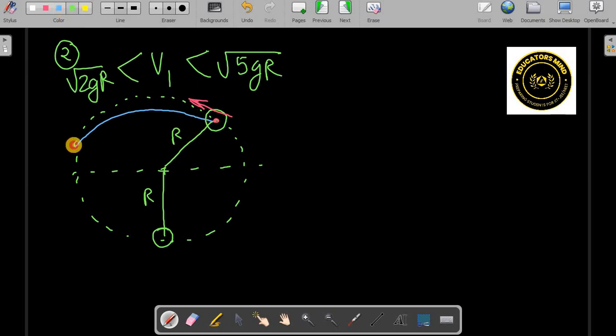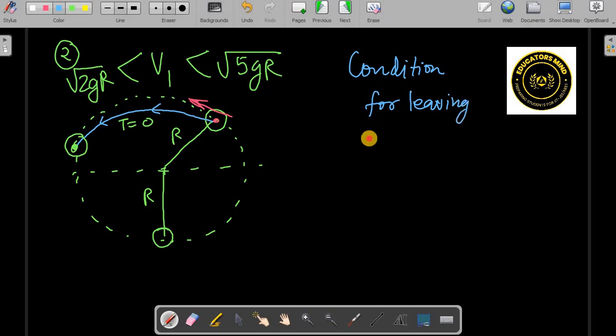So during this path, from this instant to this, tension will be 0. This is the path I am saying. So it will leave the circular path. This is the condition for leaving the circular path. Here tension becomes 0, so there is some angle where it can happen.